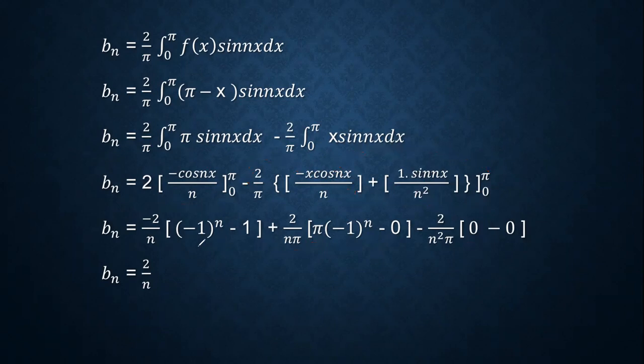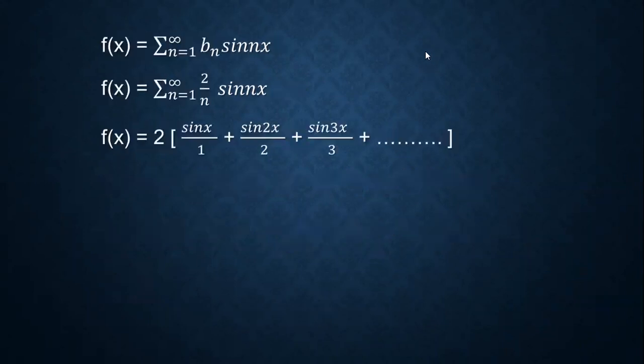Finally, if you simplify this entire bn value, you will get bn is equal to 2 by n. Right. Substitute that bn value after simplification in the Fourier half range sine series. Wherever you have the bn, substitute that 2 by n and expand this series.